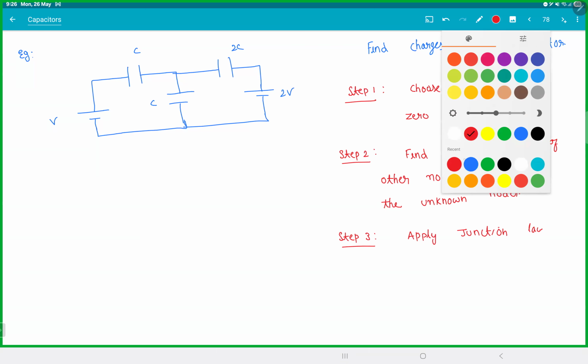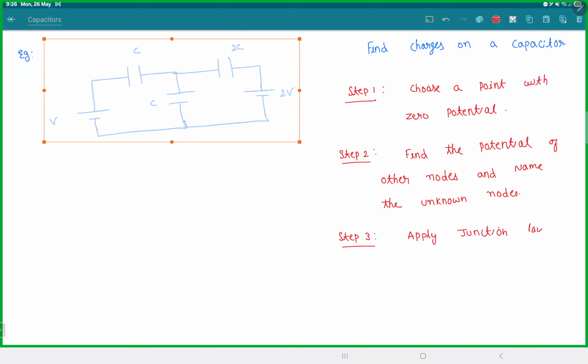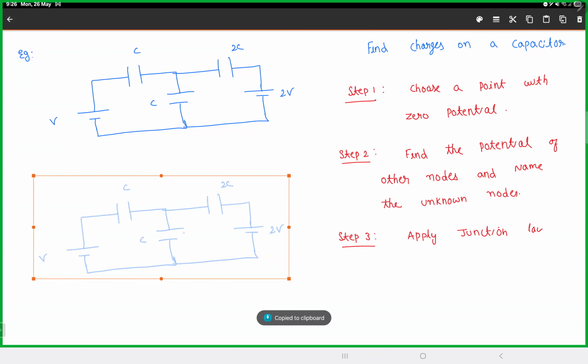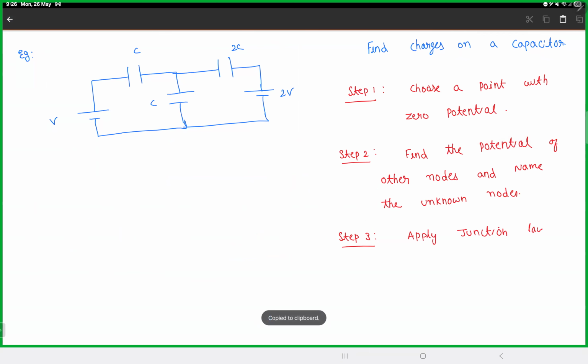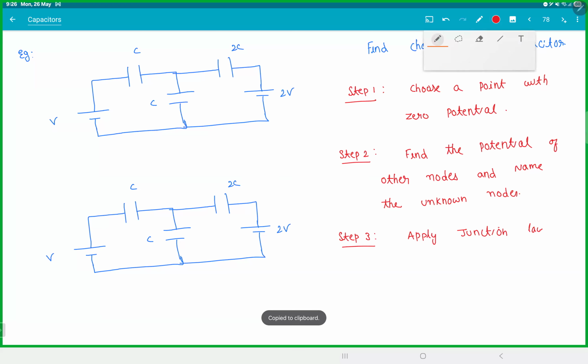So look at this question. Step one, take a zero potential. Which point do you think is better? I will take the battery's negative terminal as zero. This will be zero. This will be zero. Agreed? The entire bottom wire will become zero.